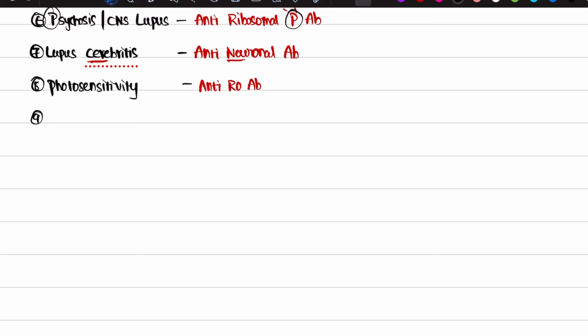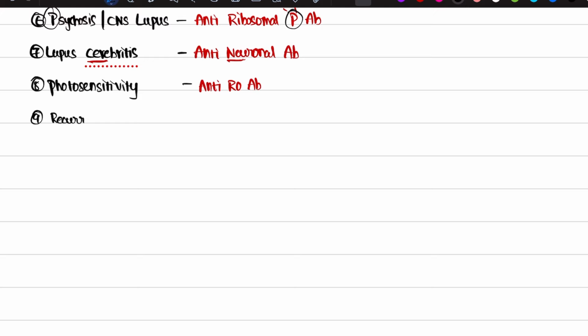The first one is anti-cardiolipin antibody, the second one is anti-beta 2 microglobulin antibody, and the third one is anti-phospholipid antibody. Just repeat with me: anti-cardiolipin antibody, anti-beta 2 microglobulin antibody, anti-phospholipid antibody. Again, I am going to write the same thing I have repeated three times, so you can recall this much better.